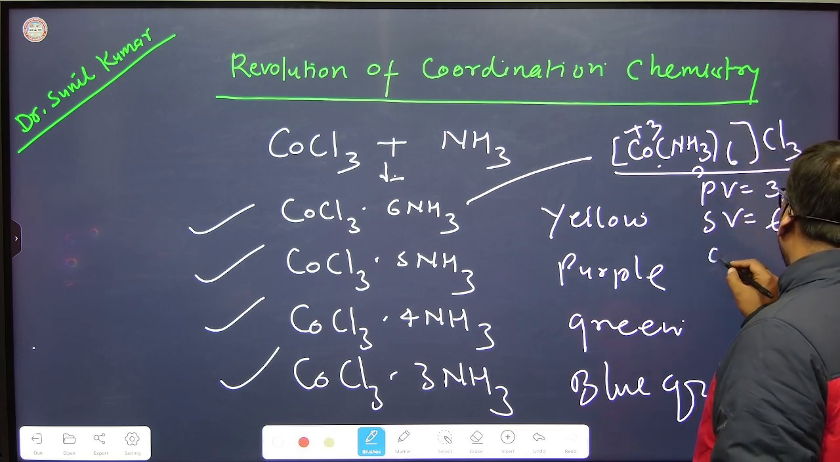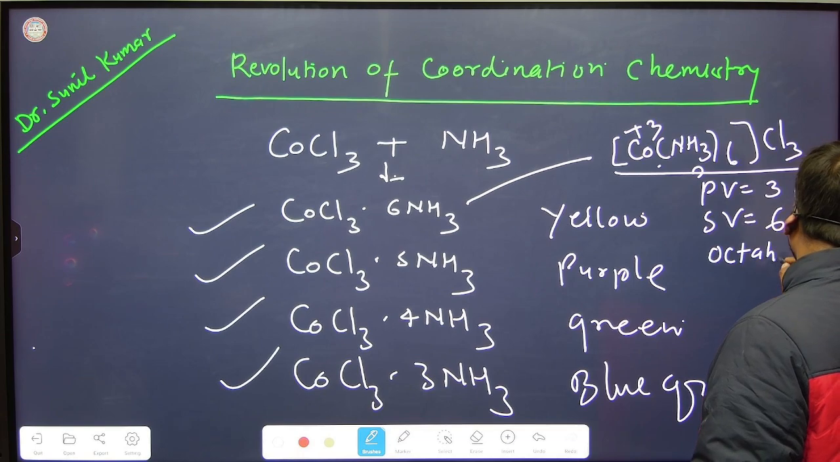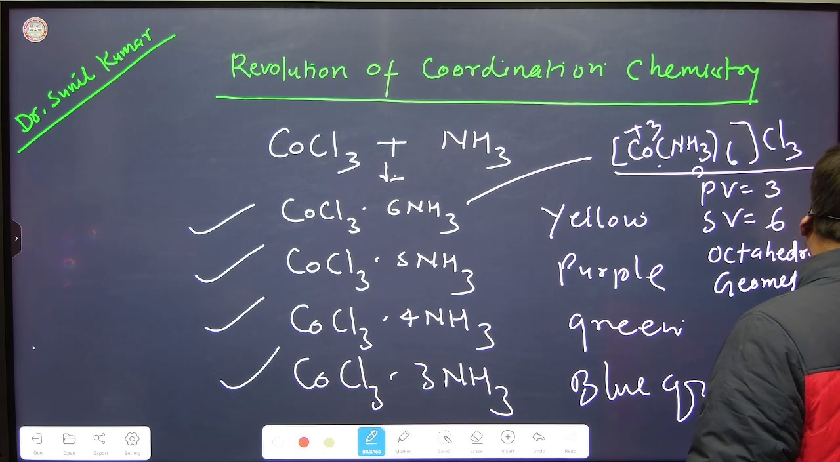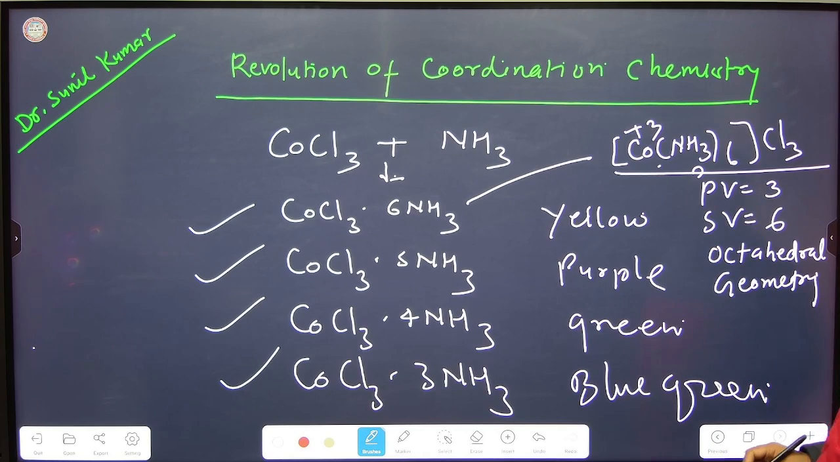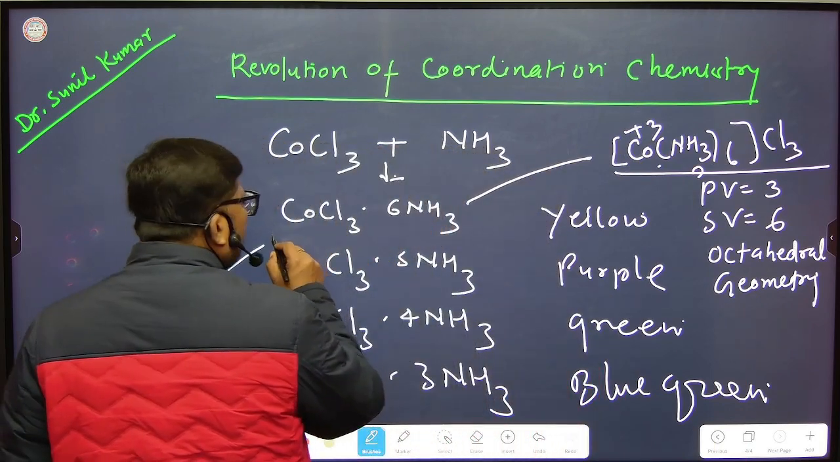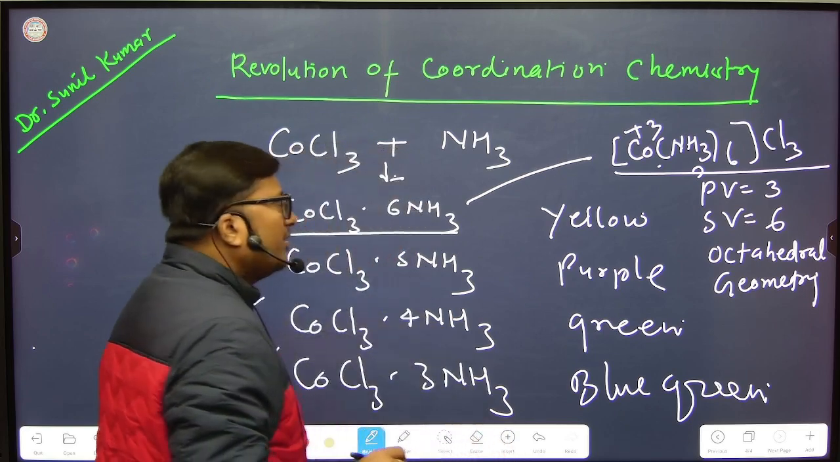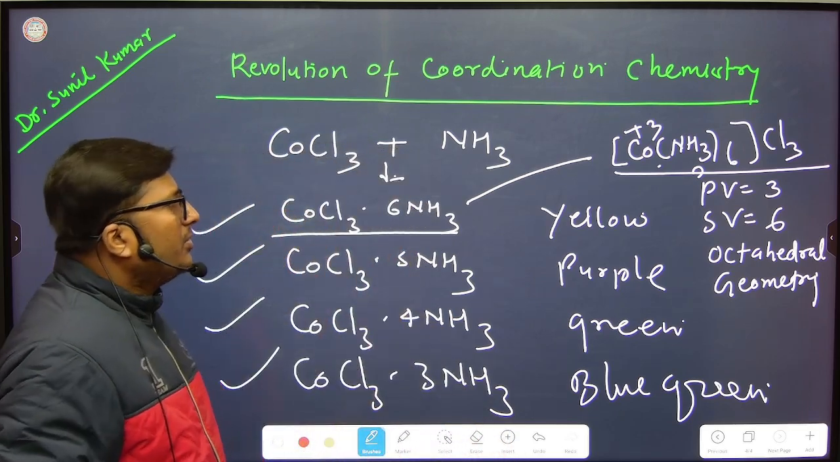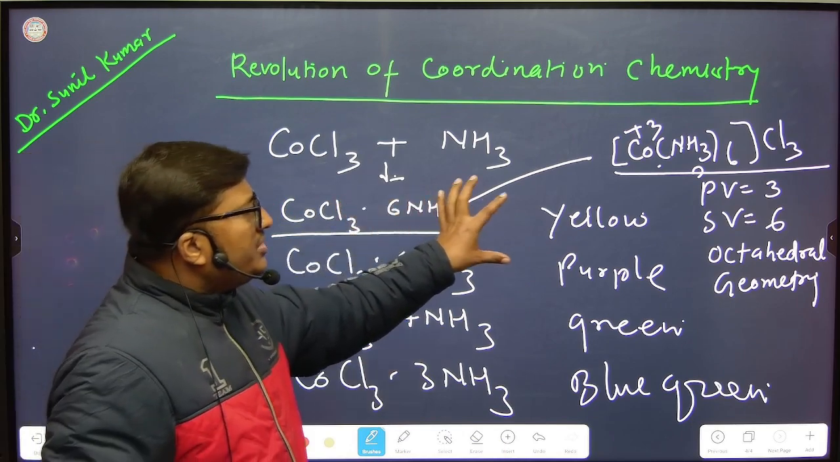So octahedral geometry, right? So if the coordination number is 6, it means the geometry of the complex compound is octahedral, right? So this is the compound. So that was elaborated as octahedral. So this compound bears yellow color.